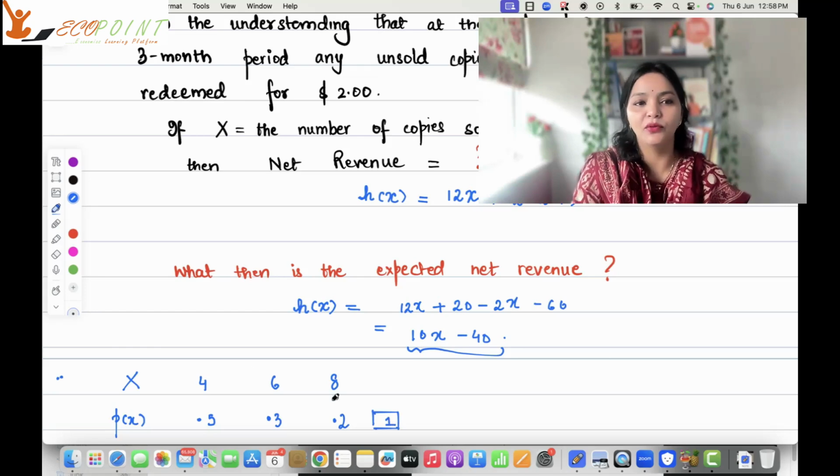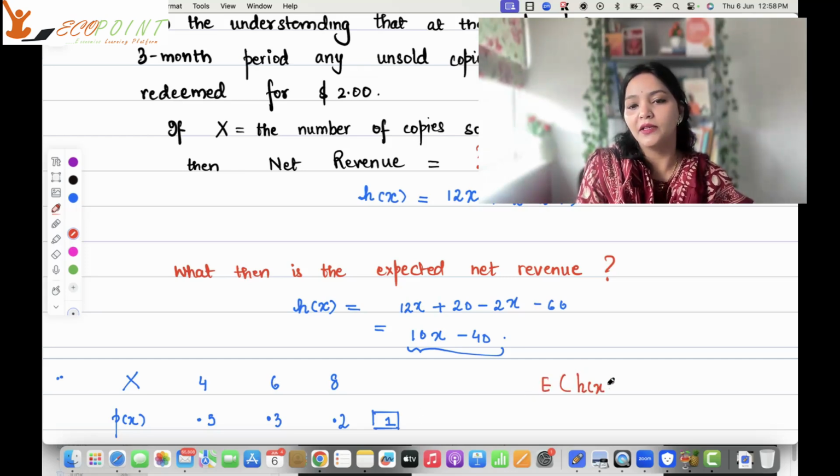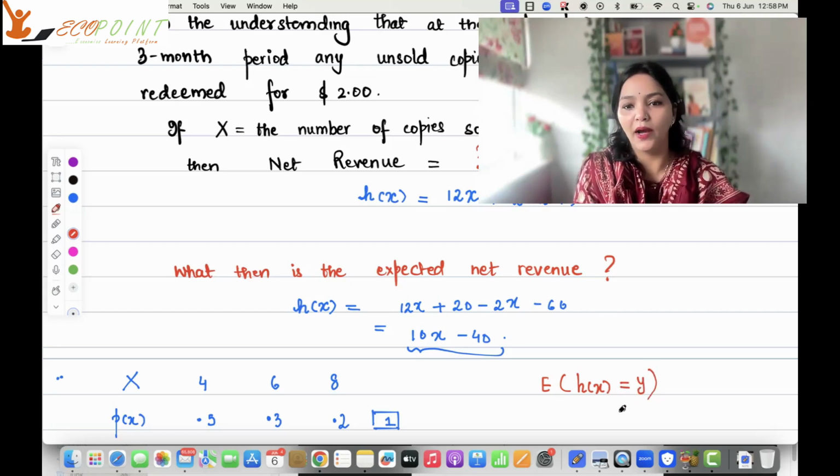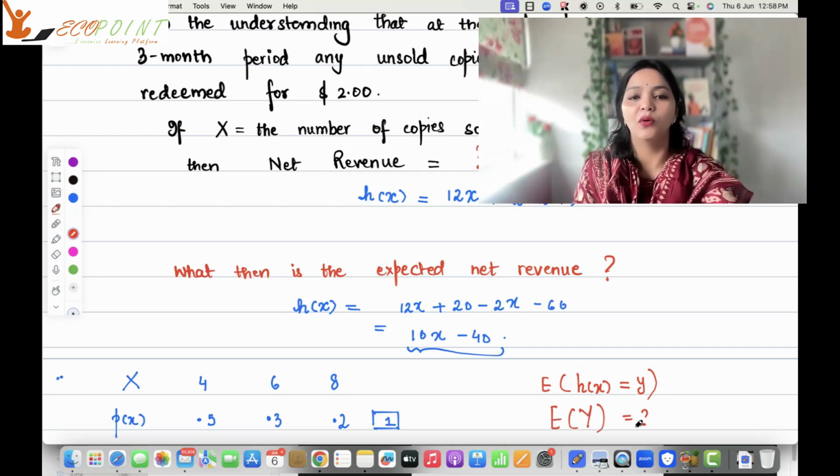Now, what I have to do is find the expected value of not x. I'm not interested in x. I'm interested in the expected value of a new random variable h(x). Let's take it as random variable y. So if I take h(x) as some y, I'm interested in the expected value of this random variable y. Now, what is y?